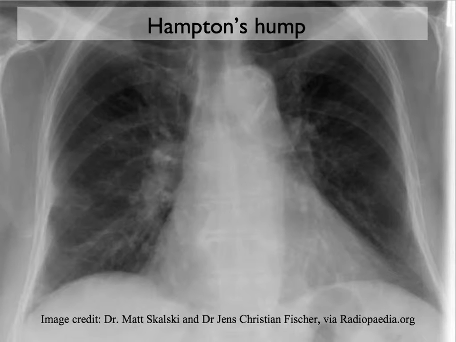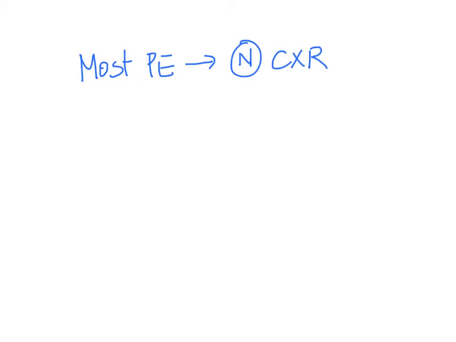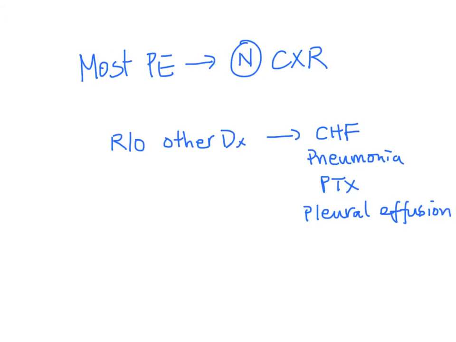In this chest X-ray, if you look at the right pleura, you can see a wedge-shaped hyperdensity. This represents an area of pulmonary infarct, also known as Hampton's hump. This again is rarely seen. Most patients with PE will have a normal chest X-ray. And therefore, the reason to do the chest X-ray is to rule out other diagnoses, as we discussed before.